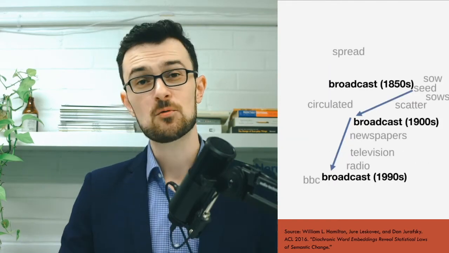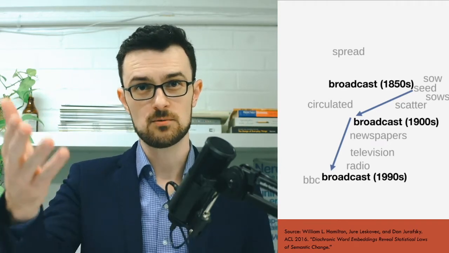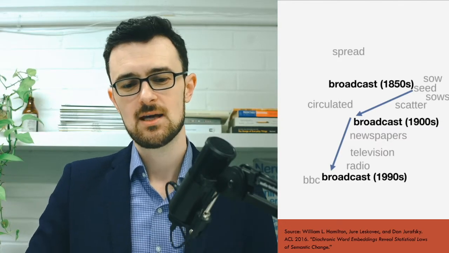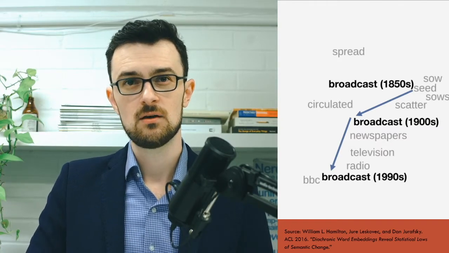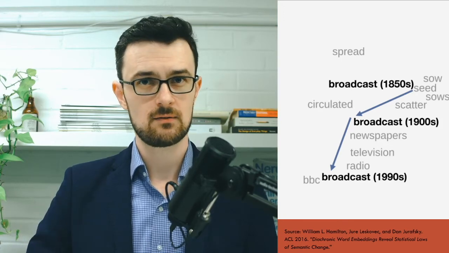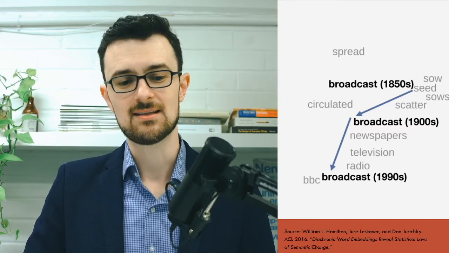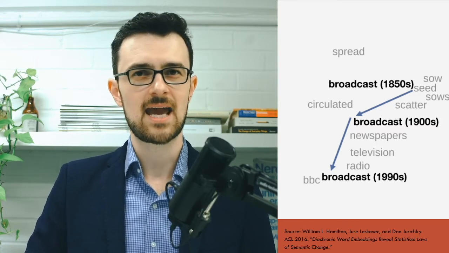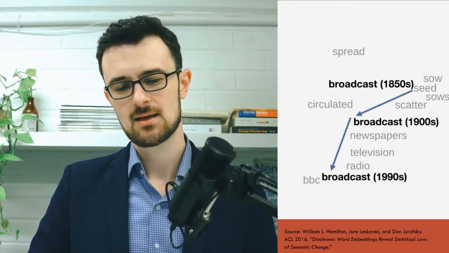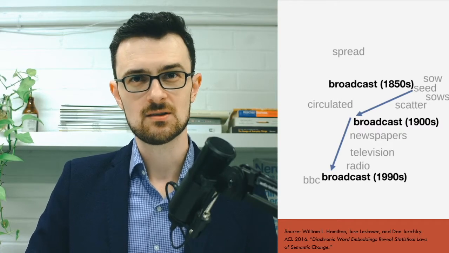Here's another fun one. The word broadcast obviously didn't always mean to do what I'm doing now, to record some information and broadcast it out to all of my viewers. It was originally a tool for agriculture. It meant to scatter seeds around in every direction. A broadcaster was a tool for spreading seeds. So you can see in the 1850s, it meant spread, scatter, sow. These were the other words that had the closest meaning to broadcast. By 1900, it meant to circulate. It was associated with newspapers.